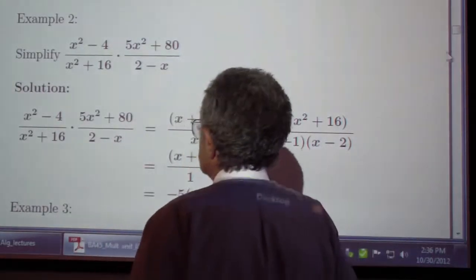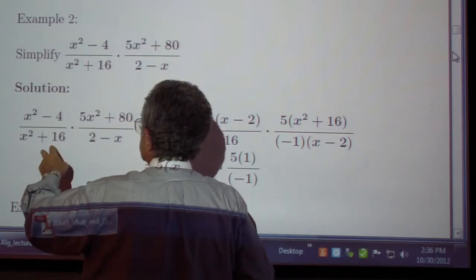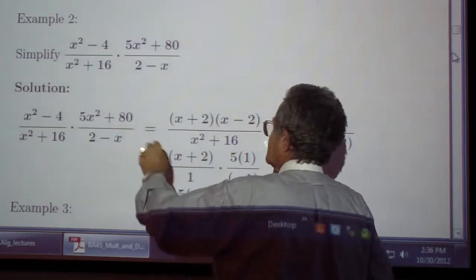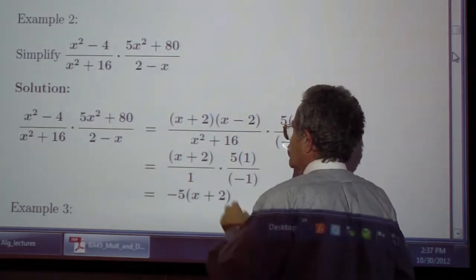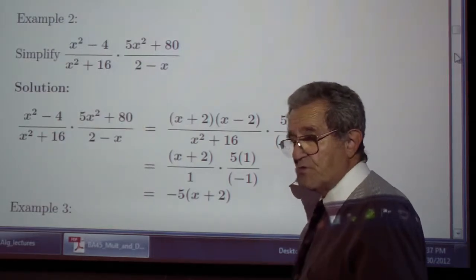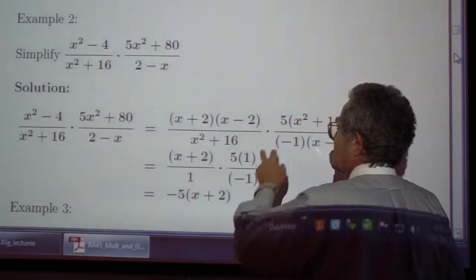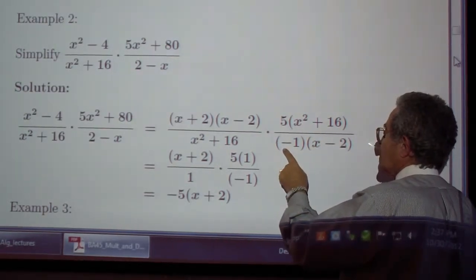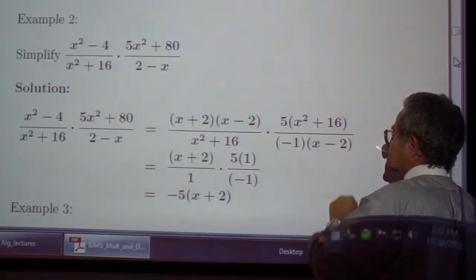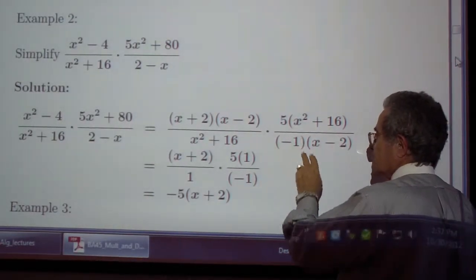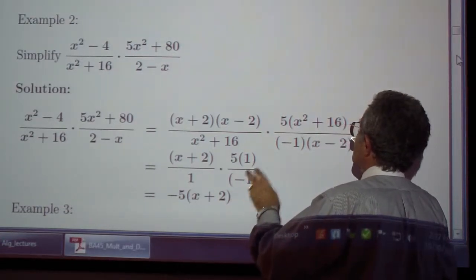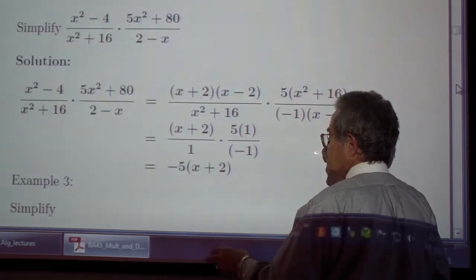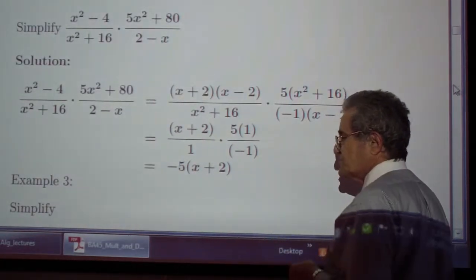Example 2. Simplify (x squared minus 4 over x squared plus 16) multiplied by (5x squared plus 80 over 2 minus x). Factor the numerator, x plus 2, x minus 2. The denominator, a sum of squares, normally cannot be factored. You have 5 times (x squared plus 16) over, factor out the negative 1 to make this the same, positive x minus 2. So you get negative 1. The x squared plus 16 happens to drop out. You're left with a 5, the x plus 2, so negative 5 times (x plus 2).